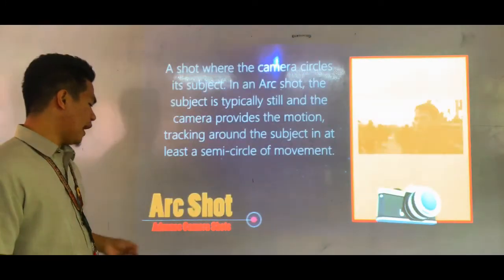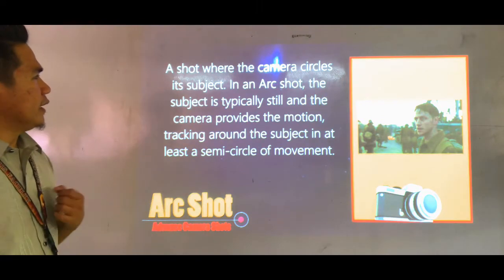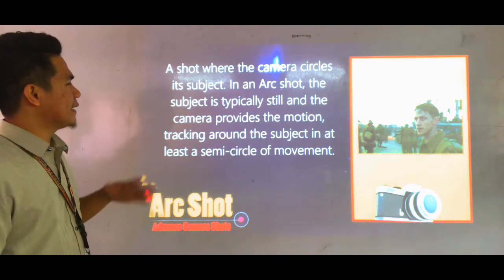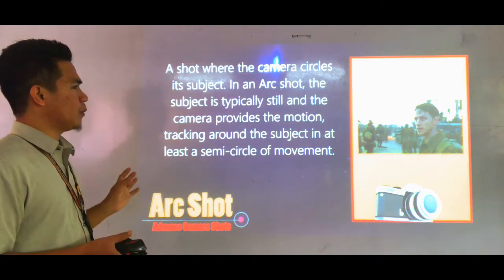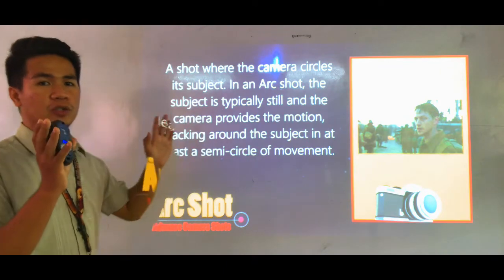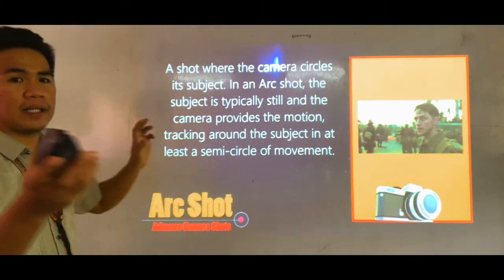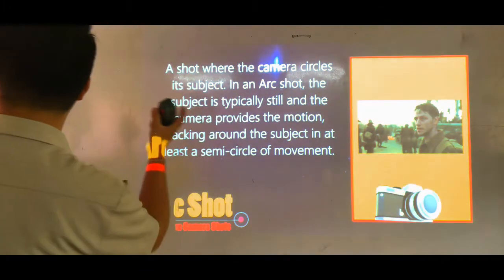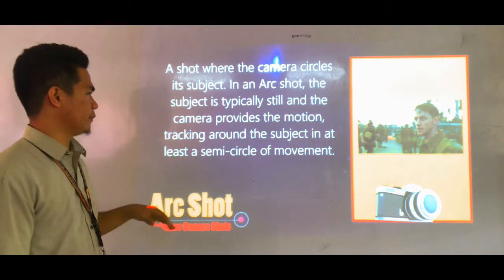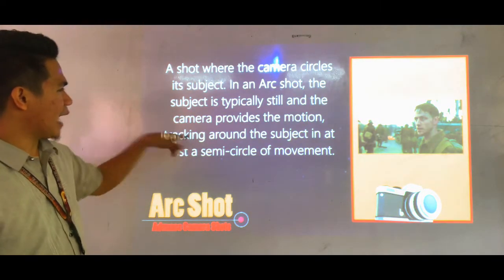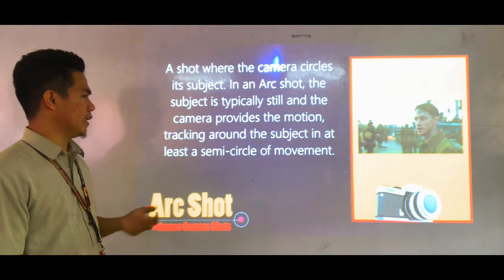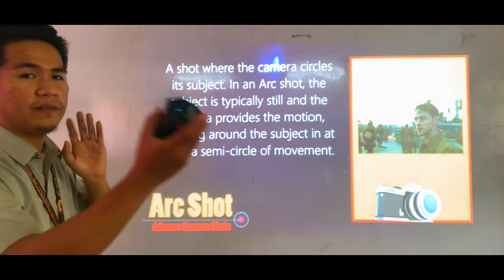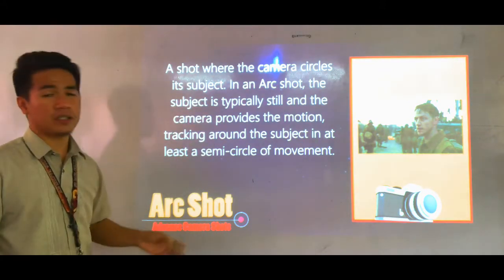We have also arc shot. Arc shot is where the camera circles its subject. In arc shot, the subject is typically still and the camera provides the motion. So, yung camera yung nagmo-move in a circle. So, parang yan, may tinitignan siya. So, yung camera palikod siya para parang ikaw yung tumitingin doon sa field. Okay? So, the camera provides the motion, tracking around the subject in at least a semicircle of movement. So, yung semicircle yung pag-move ng camera. Kaya tinawag siyang arc shot.